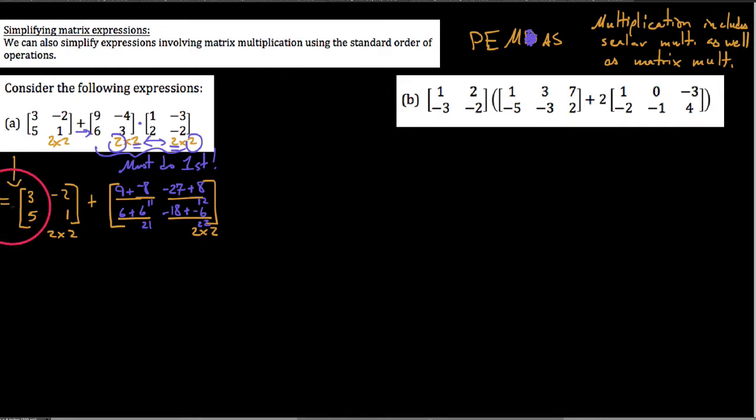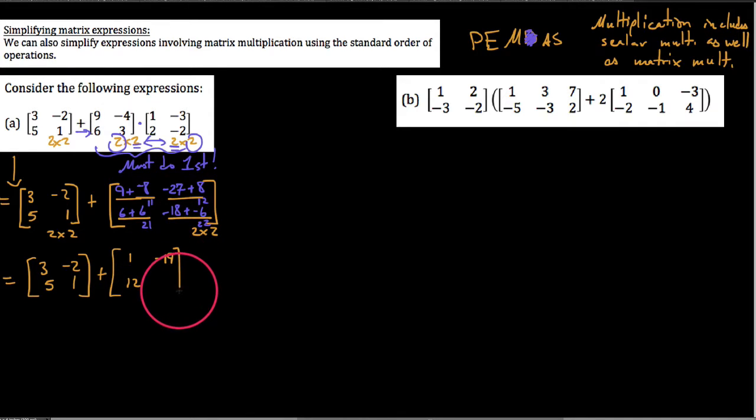So we're going to rewrite all of this again. And I understand that rewriting is not a very appealing thing to do, especially when you have to do it a lot, but it's really going to help you here. Our cleaned up answer is 9 plus -8, that's a 1. 6 plus 6, that's a 12. -27 plus +8, that'd be a -19. And then -18 and -6 would give us a -24. So here's our product matrix right here.